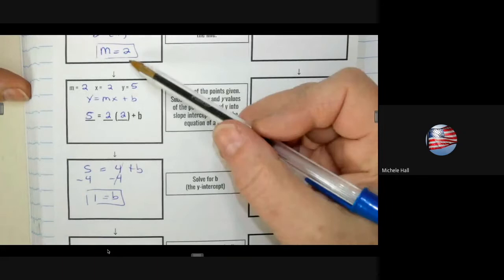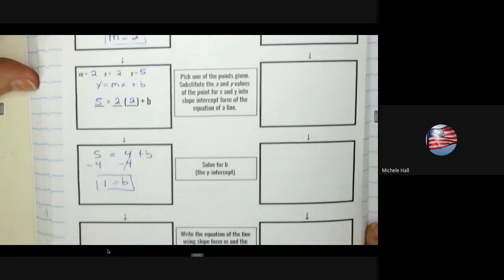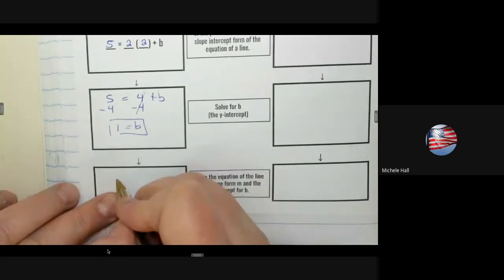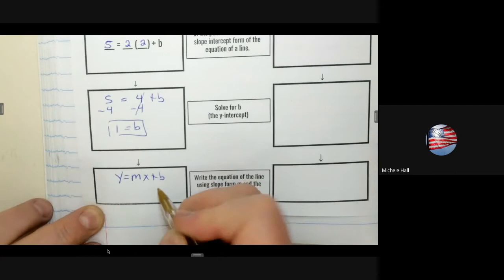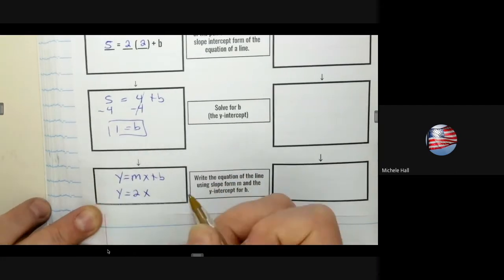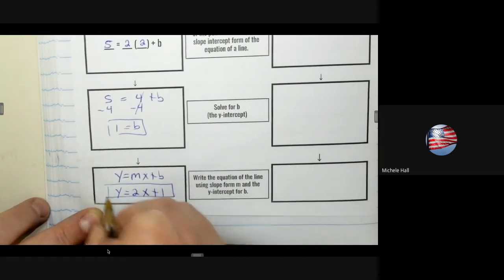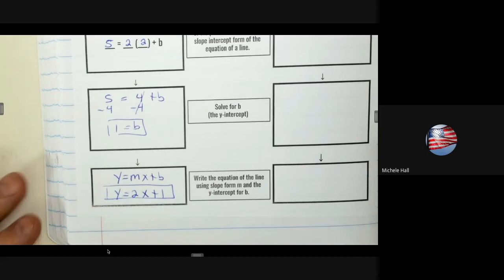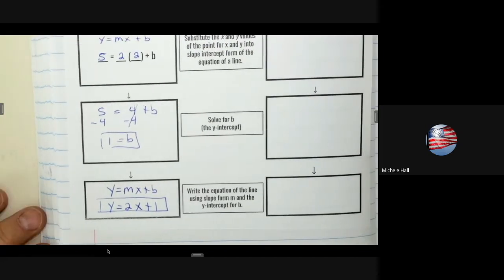I have m, I have b. Now I can write an equation of a line. Y equals mx plus b. I know that my slope we found was 2, so y equals 2x, and my b is 1. There is an equation of a line that we found given 2 points. All right, let's practice that one more time.